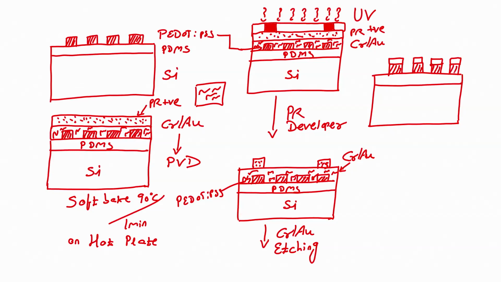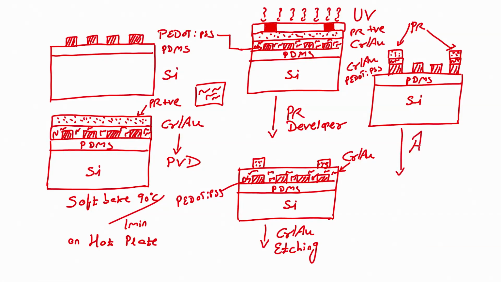strain gauge, chrome gold, photoresist, correct. We will have this photoresist, then we will have chrome gold, then we have strain gauge, then we have PDMS, and we have silicon.